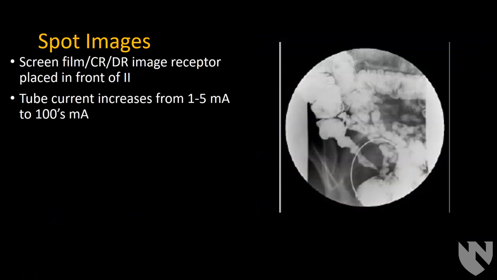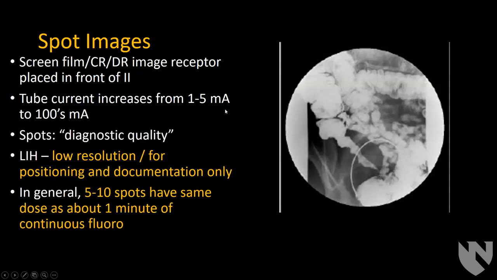Spot images. Spot images are more or less diagnostic quality images obtained from the fluoro machine. Traditionally, they would put a screen film in front of the II and then use the X-ray tube to take an exposure. Now, of course, we've got digital receptors that either are placed in front of the II or are part of the machinery. The tube current from the X-ray tube increases for those, so for that single exposure you're going to get a lot higher dose, but you're going to have a lot higher resolution as well.